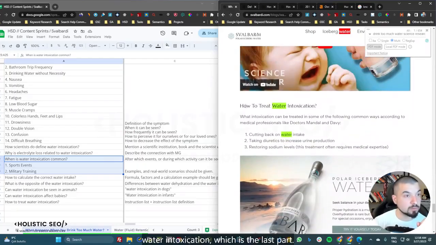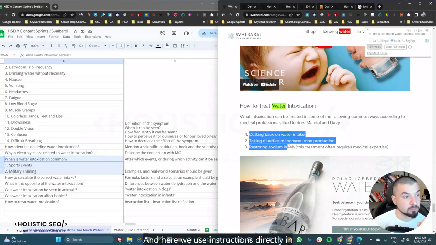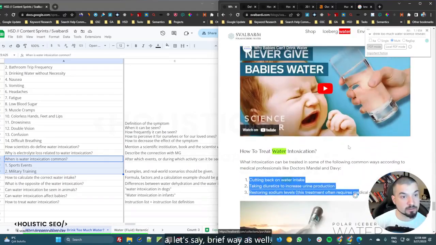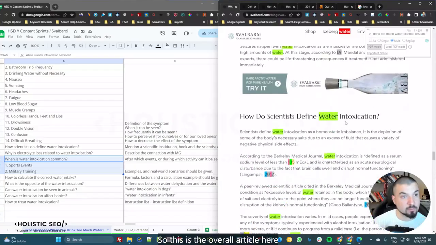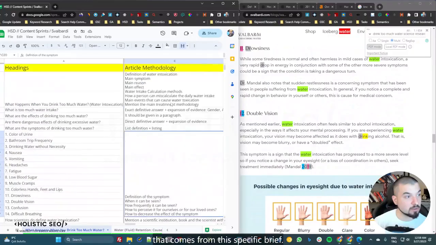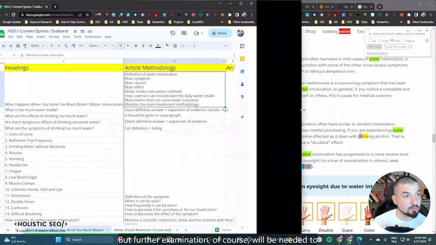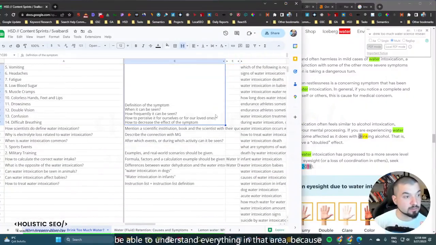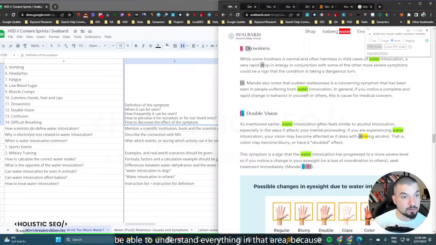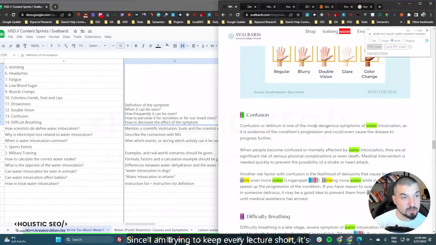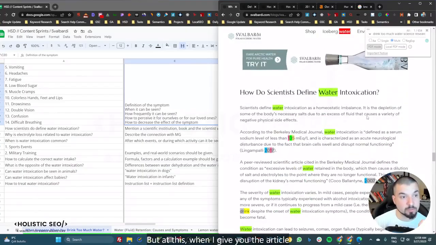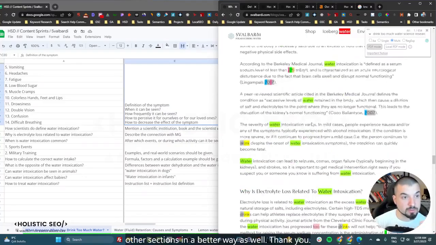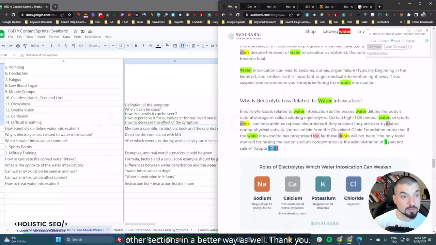How to treat water intoxication, which is the last part, and here we use instructions directly in a brief way as well. So this is the overall article that comes from this specific brief, but further examination will of course be needed to understand everything in that area, because you will need to read every sentence. Since I am trying to keep every lecture short, it's not possible for me to read everything one by one, but at least when I give you the article revision videos, you will be able to see some other sections in a better way as well.